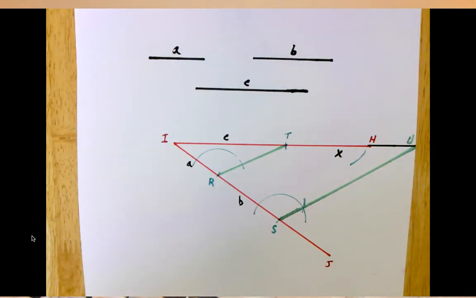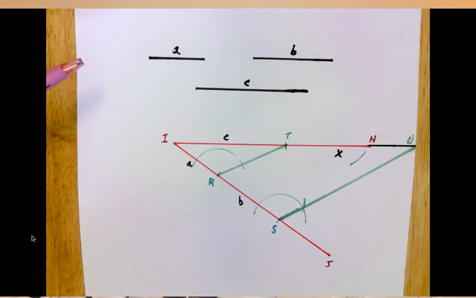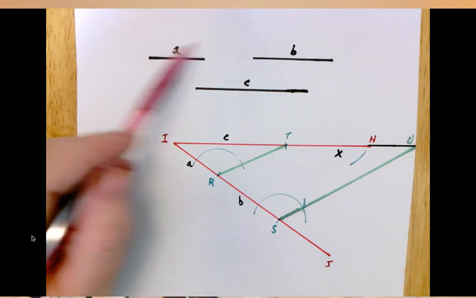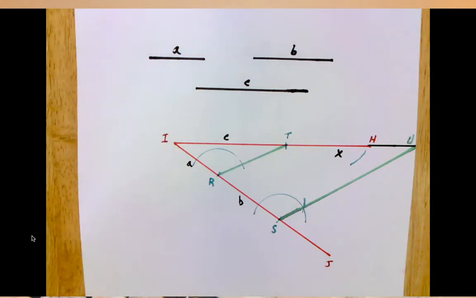Everybody, time to do construction number 17, which is constructing a segment proportional to three other segments. In other words, we've got segments A, B, and C. I want to construct a segment X that is proportional. In other words, A over B is equal to C over X. And that's what our goal is.